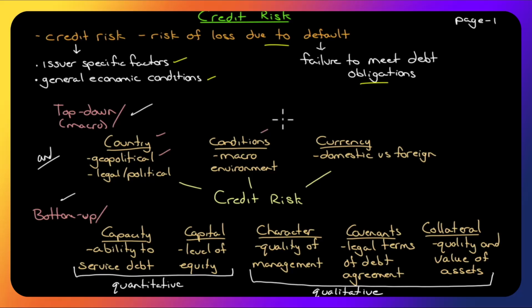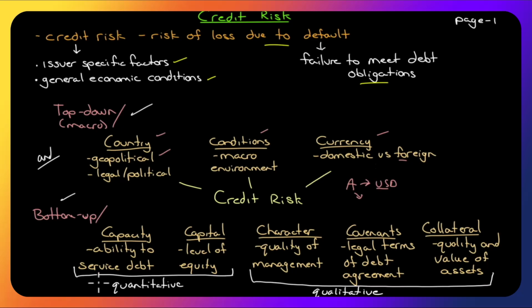Conditions refer to macroeconomic conditions and currency, domestic versus foreign. Let's say country A issues a bond and issues it in US dollars and not in the currency of country A. So it issues it in a foreign currency. Higher risk is associated with that because country A cannot just print US dollars.